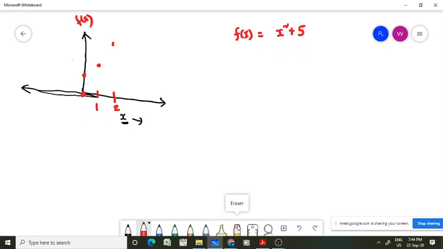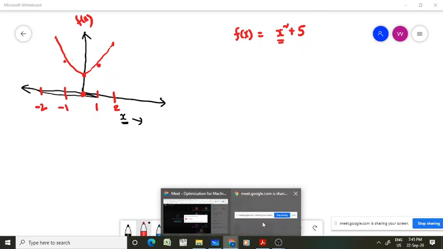Similarly, if you take -1, -1 whole square plus 5 equals 6, and it comes here, and -2 whole square plus 5 is 9, which comes here. So now it's called a convex function.